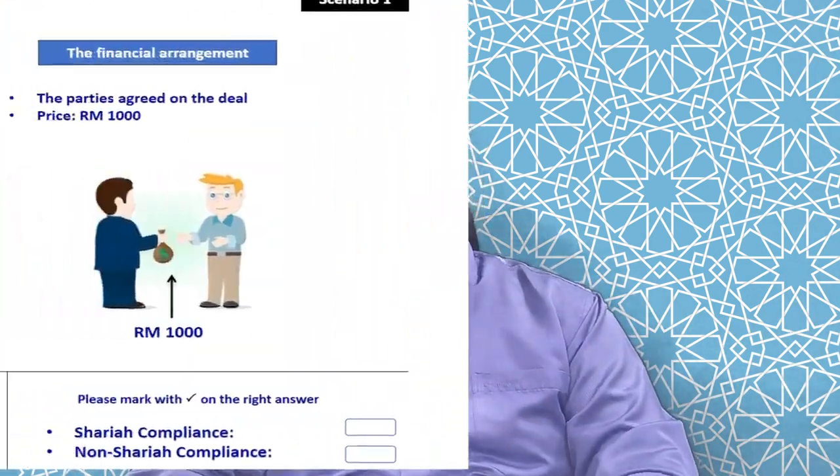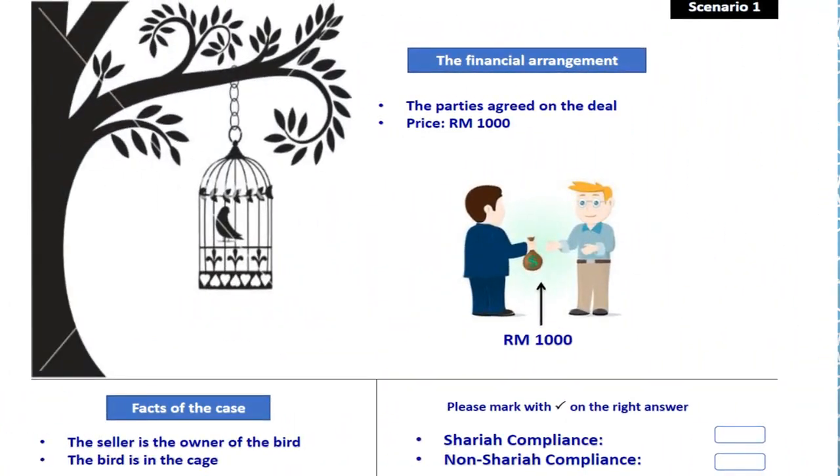So let's start by giving the example of the case whereby you have two parties who want to close a deal for a bird with the price of 1,000. The bird is in the cage. That's basically the fact of the case. The seller is the owner of the bird and the bird is in the cage. And the price has been determined at 1,000.